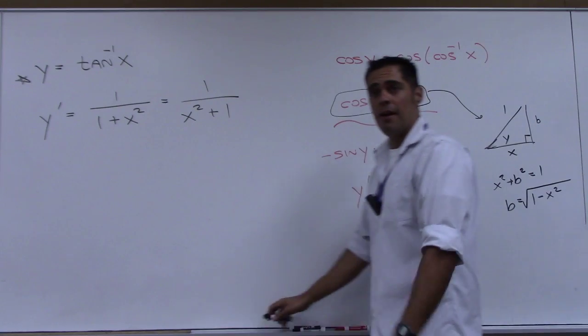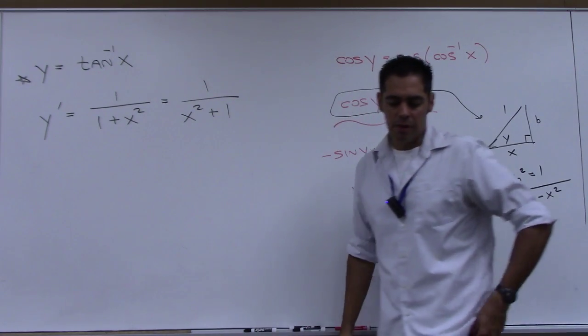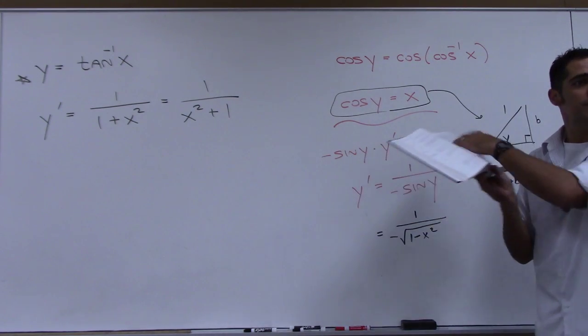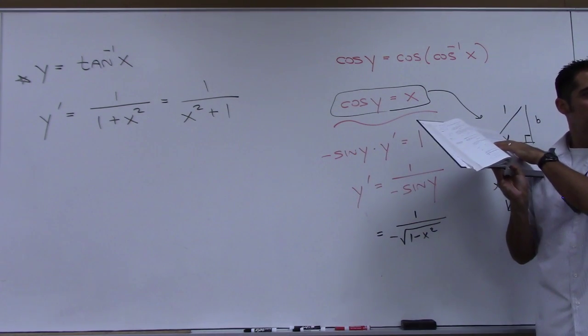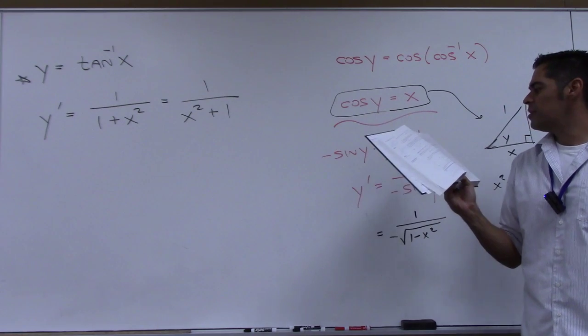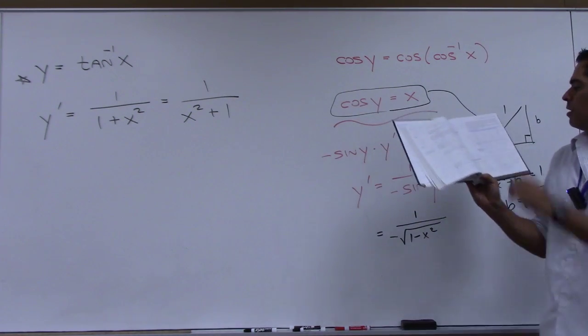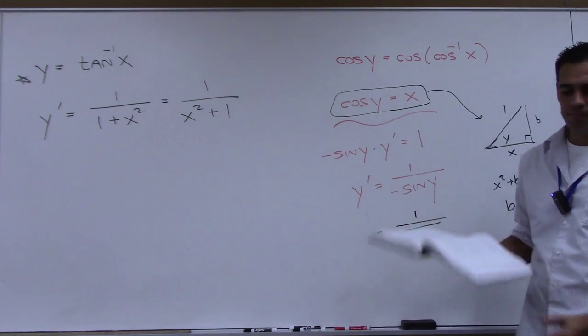Now there are 3 more, right? And I'm not going to go through their derivations. I'll just point you to your reference sheet. And it has them there, right? The derivative of cosecant inverse is negative 1 over x times the square root of x squared minus 1, and then there's 2 others, so there they are.